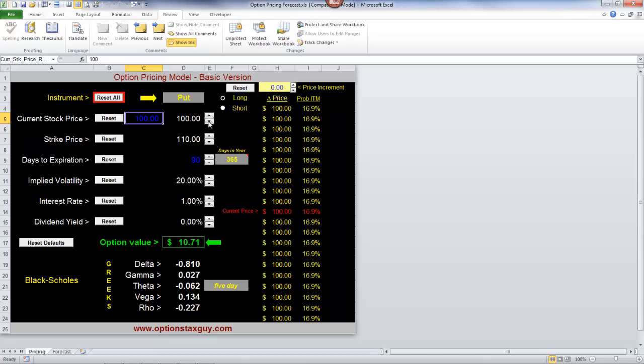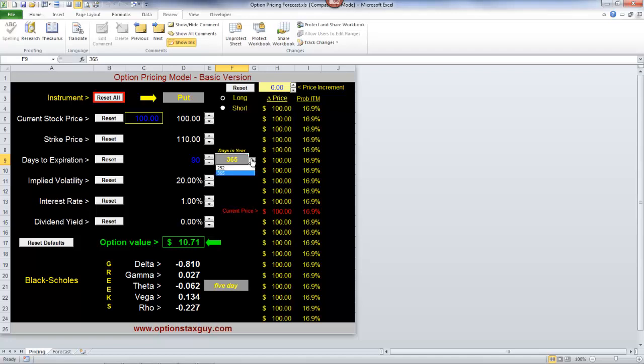Any of these spinners will change incrementally the number right next to it. Here's your days to expiration. Typically you'll be going down with that one. Here's the days in the year. Most people will use 365 days in the year for pricing an option.